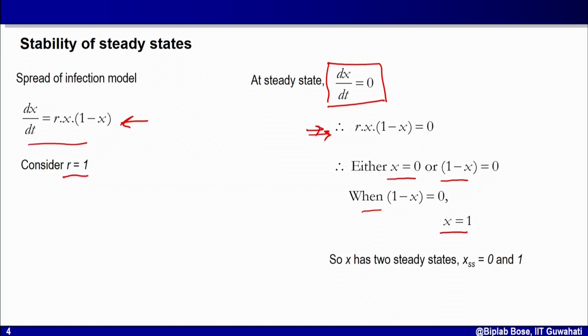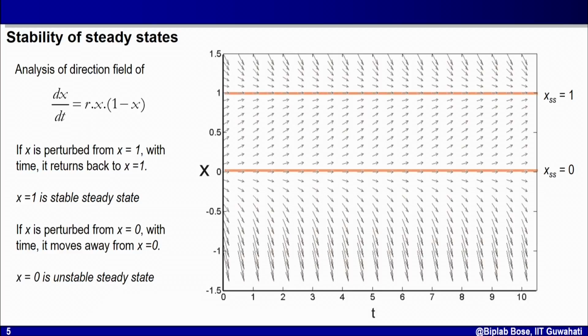So this system has two steady states. x_SS, that steady state value of x, is either 0 or 1. For both values, the system will be in steady state. So let us try to understand the concept of stability of these two steady states using the direction field.